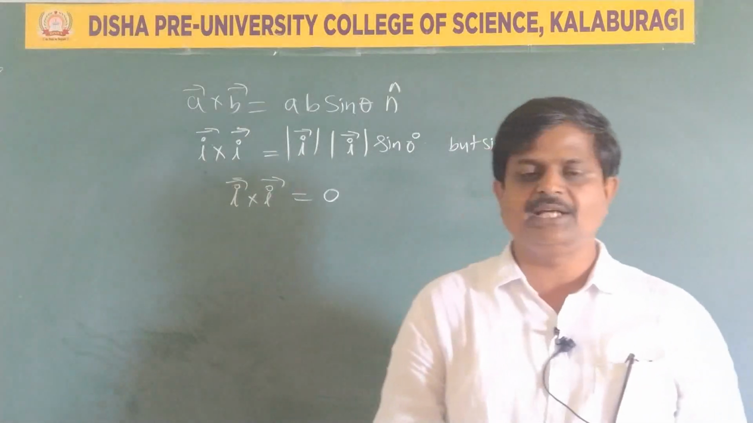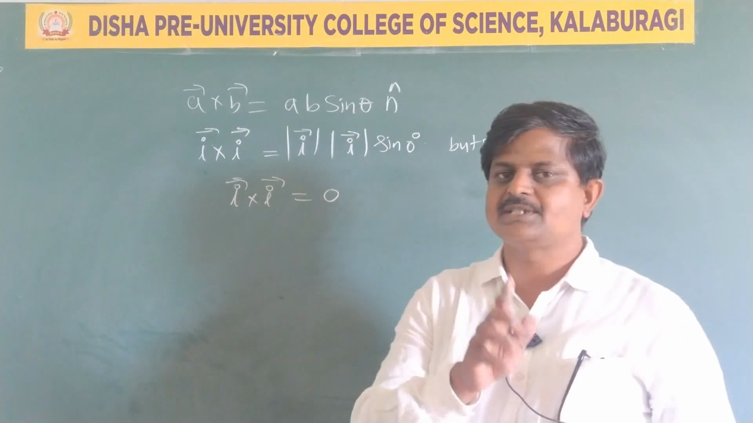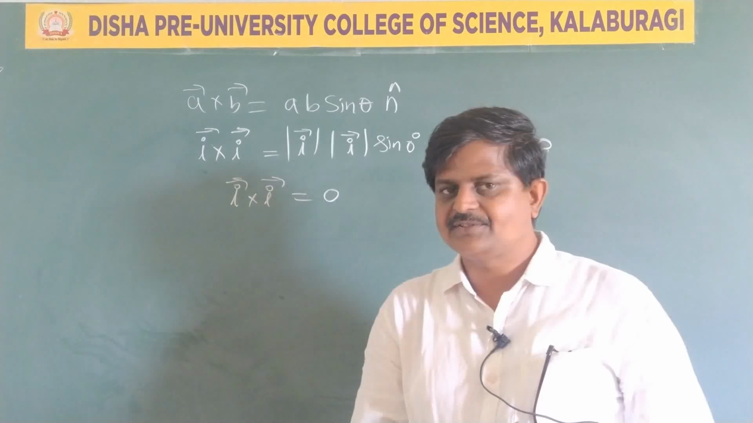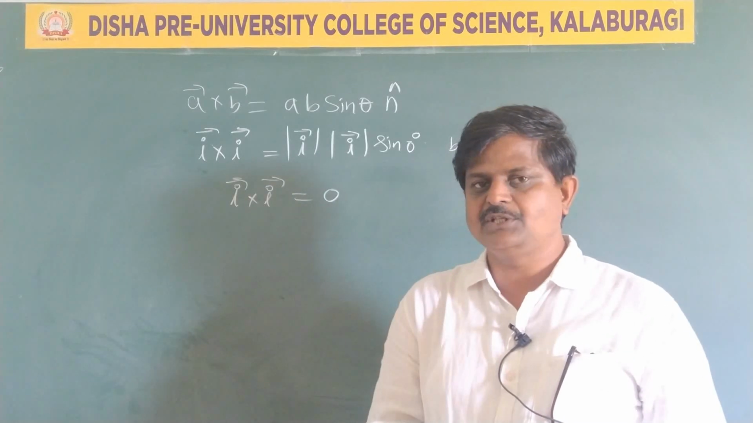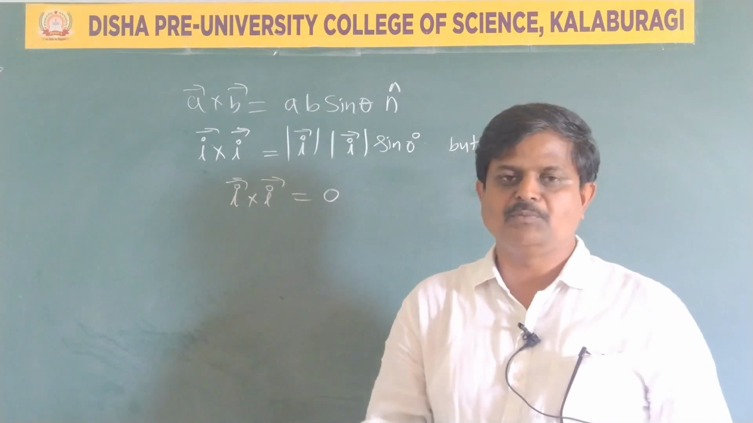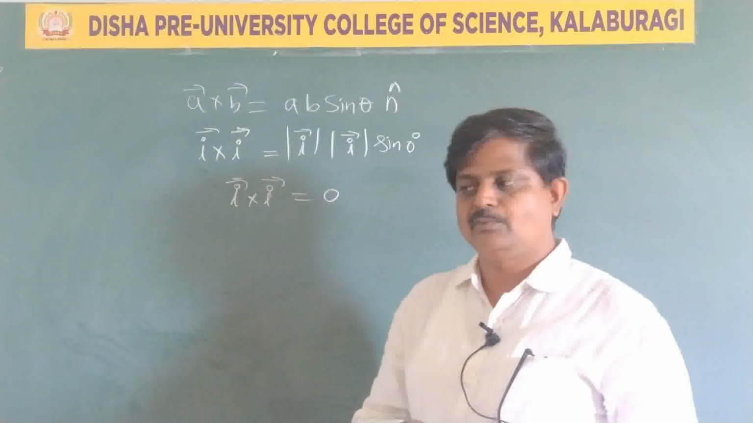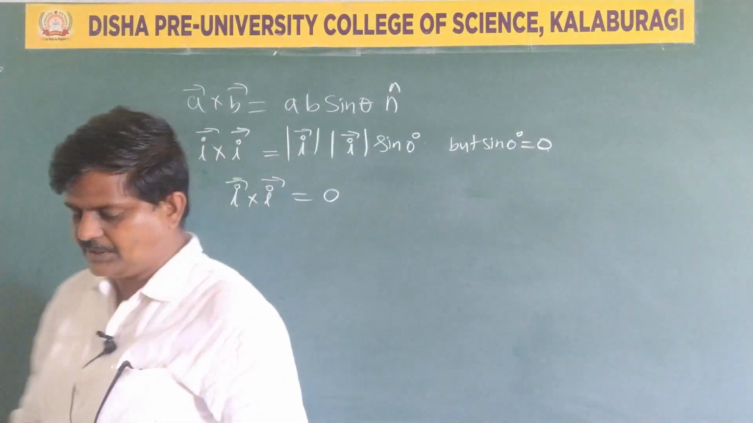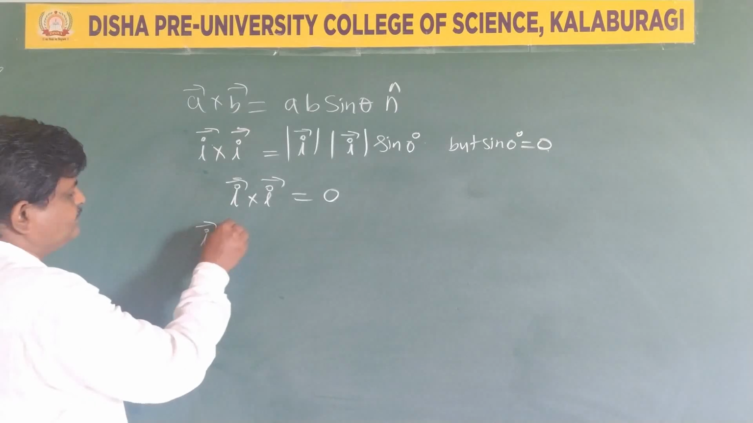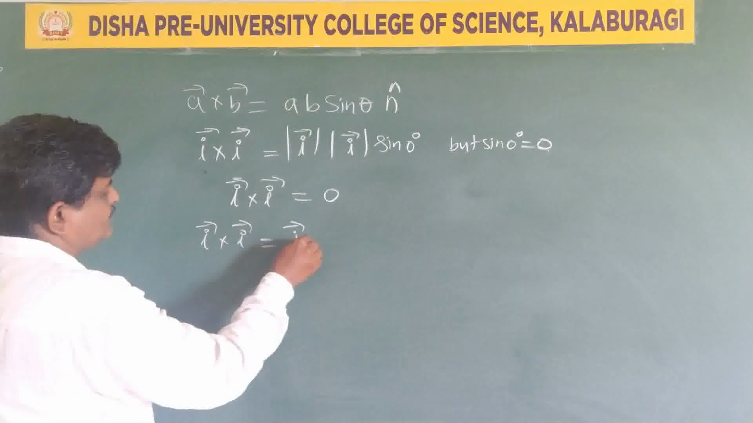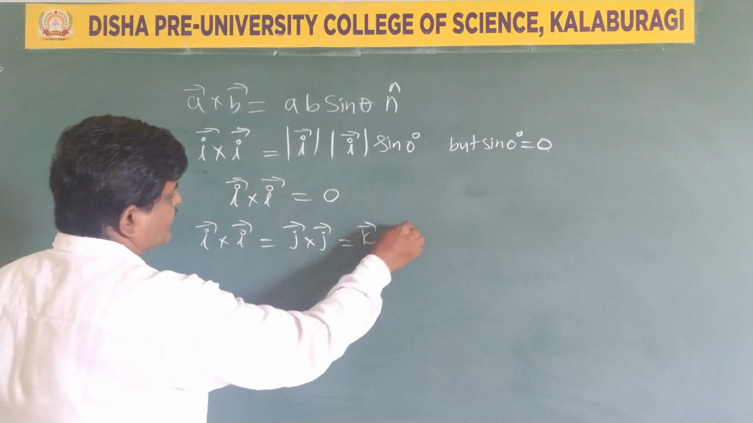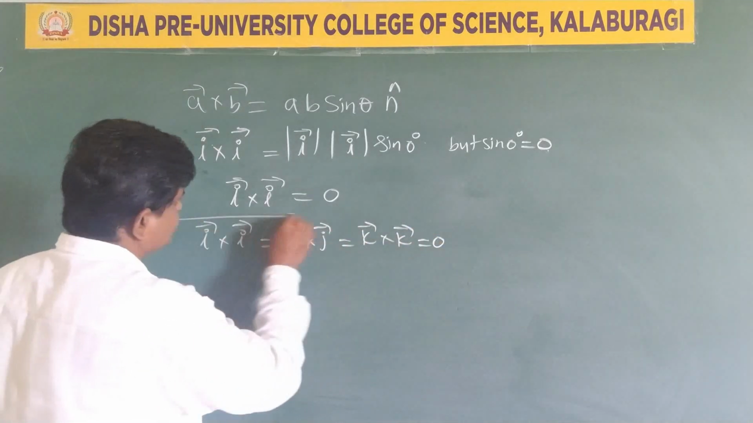Can you extend the idea for j cross j? Yes. Why? They are acting along the y axis. So once again the angle between them is 0, therefore their cross product is 0. Can you extend one more vector, that is k cross k, which is also 0. So shall we summarize? We have I cross I, j cross j and k cross k, which is what? 0. This is an important result.